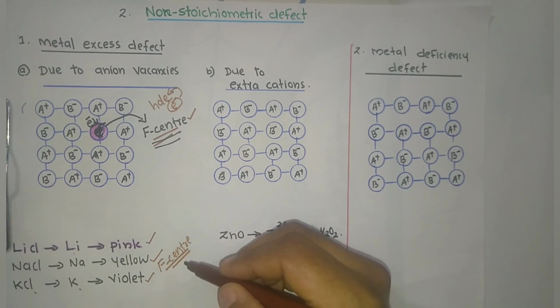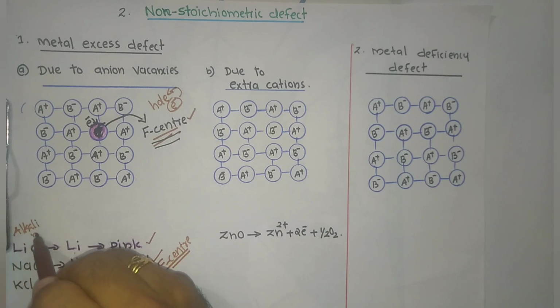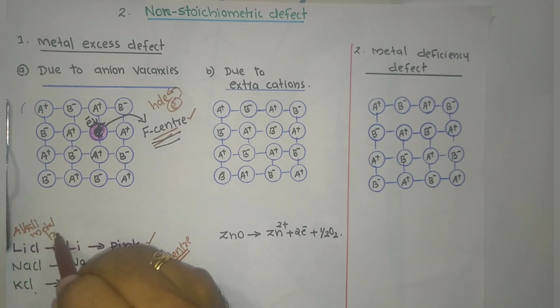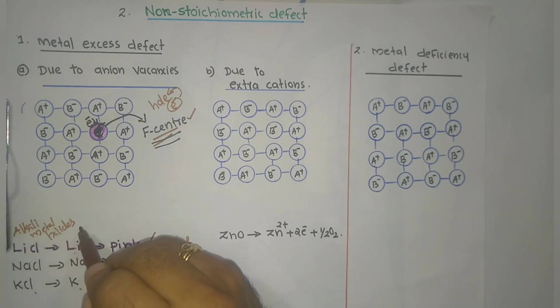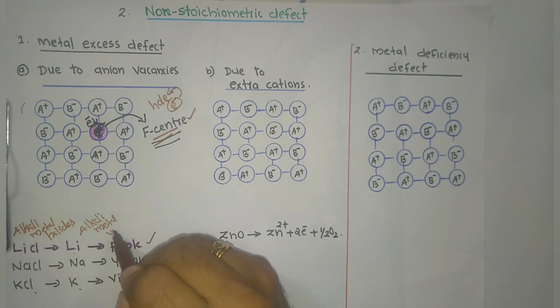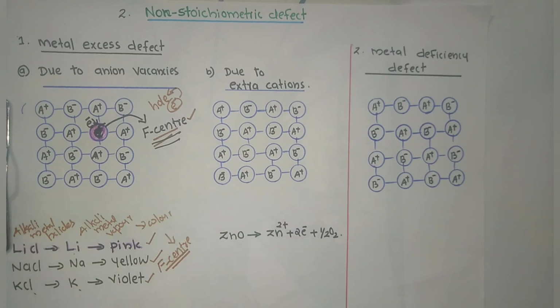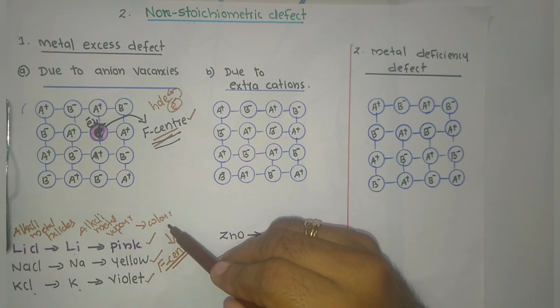In general, these alkali metal halides, when heated in presence of alkali metal vapor, get a color because of F center. What is F center? In metal excess defect due to anion vacancies, an anion vacancy creates a hole. Then, in order to get electrical balance, electrons are trapped at the vacancy of this anion. This is called F center. It imparts a particular color to the crystal.